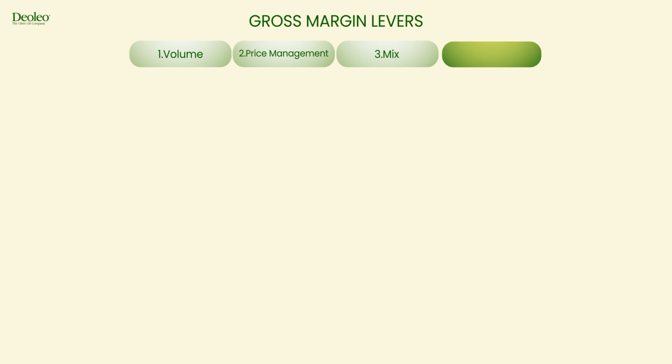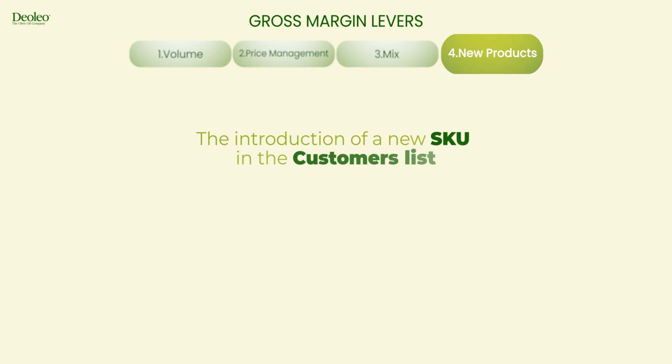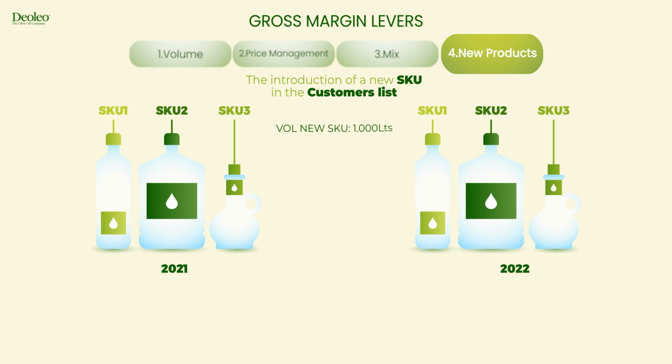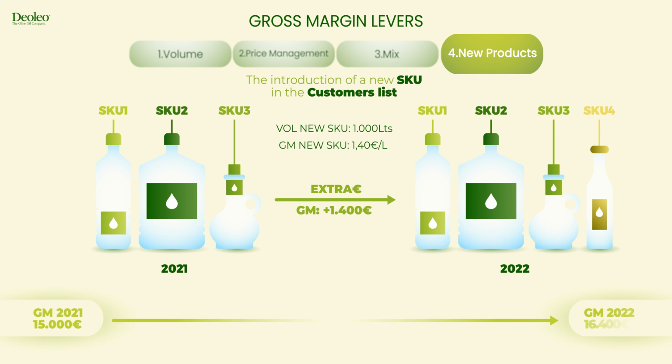Finally, the Listings and New Products lever describes how the introduction of a new SKU in the customer's list impacts our gross margin variation. In this example, the introduction of 1,000 liters of a new SKU, SKU 4, which has a gross margin per liter of €1.40, will add €1,400 to our total 2022 gross margin.